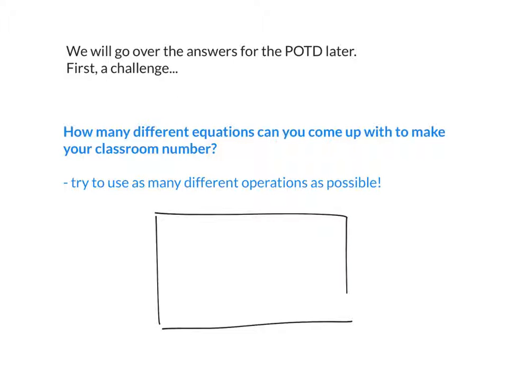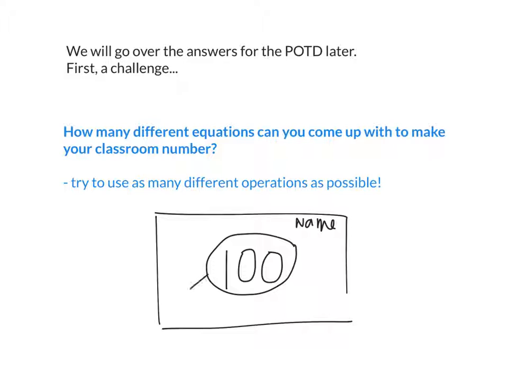And what you're going to do is you're going to write your classroom number really big in the middle of that index card. Okay, oh, of course you're going to write your name in the upper right-hand corner when you get it. So if my classroom number was 100, what's one way I could make 100?